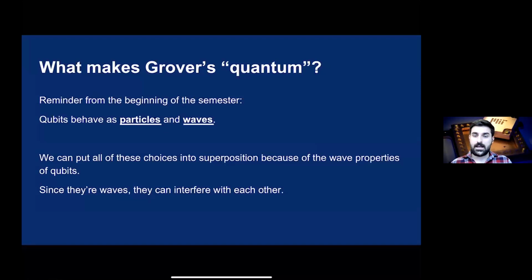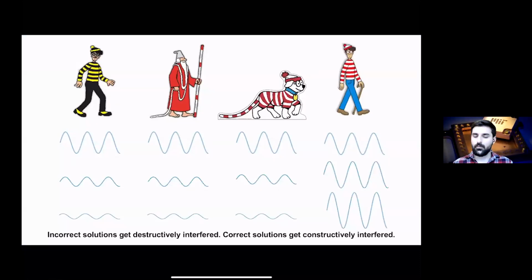Now, what we do is that we can put all these choices, each of these characters, each of these spots containing Waldo, into a superposition, and then utilize the wave-like behavior of qubits to make things interfere such that the amplitude, or the brightness, of where Waldo is increases and the amplitude, or the brightness, of everything else decreases in a sense. So again, this is the concept of constructive and destructive interference that we've discussed earlier.